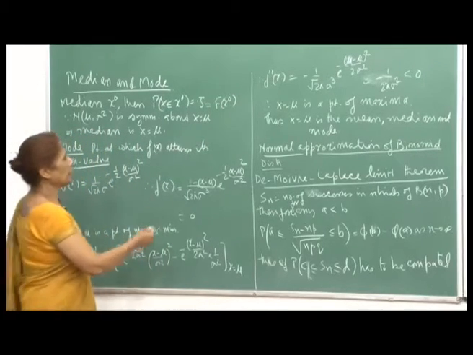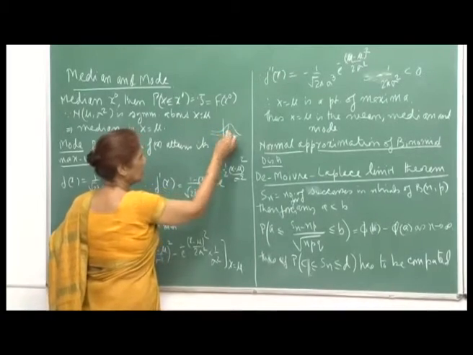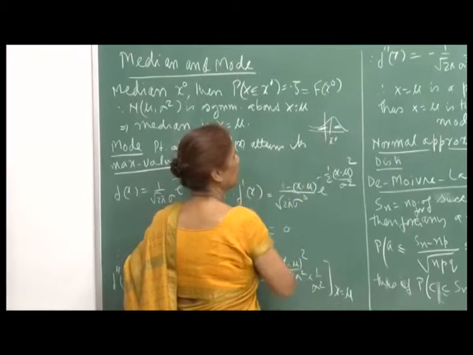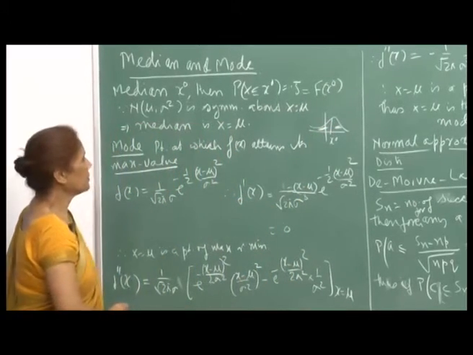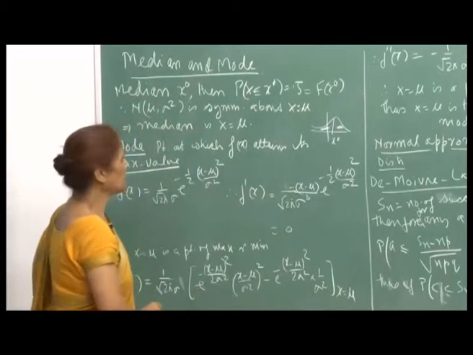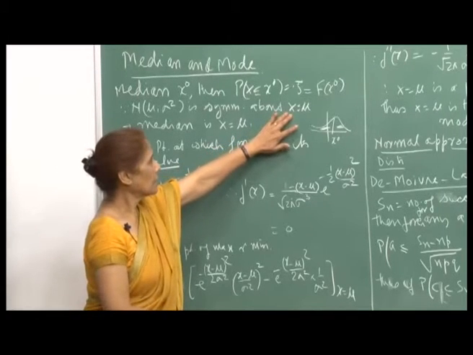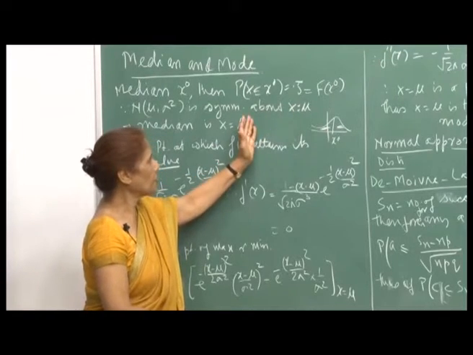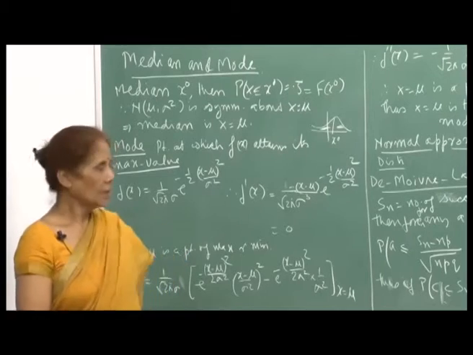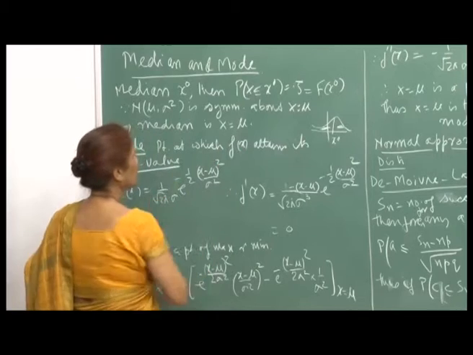That means if you have this point here, this is x naught. So this area is 0.5 and this area is 0.5. And since we have already said that the normal distribution is symmetric about x equal to mu, it is immediately clear that the area to the left of mu is 0.5 and the area to the right of mu is 0.5. So immediately we know that the median is also at x equal to mu, right.